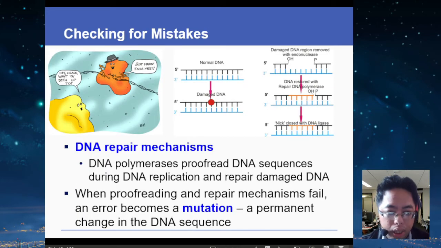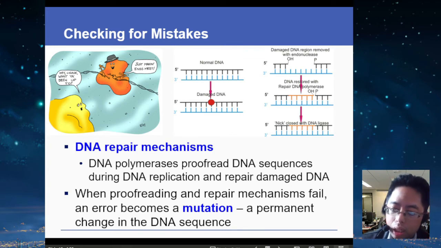So you have DNA repair mechanisms. When DNA polymerase proofreads DNA sequences during replication, okay, it will do something that's called repair. So let's say that your DNA gets bombarded by a lot of X-ray, a lot of gamma ray. It will damage your DNA. Suddenly your nucleotide will just be destroyed. So you have empty space right here.